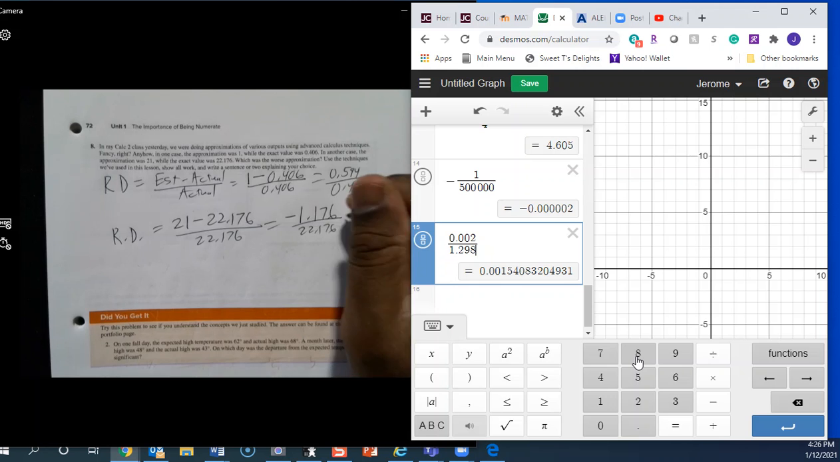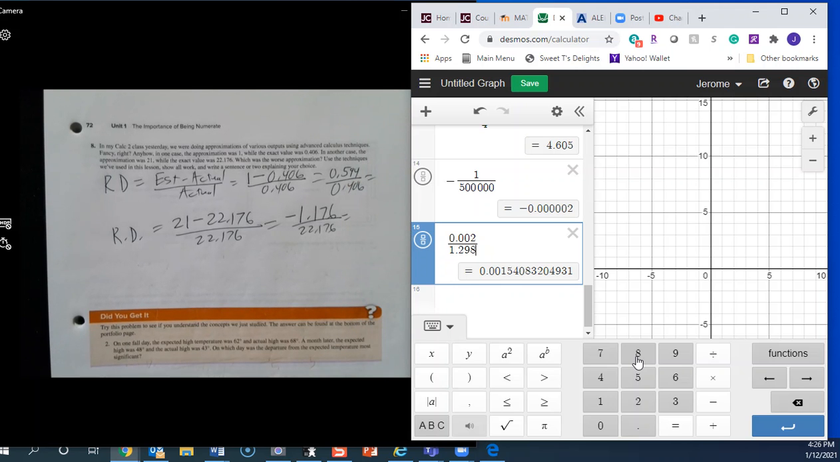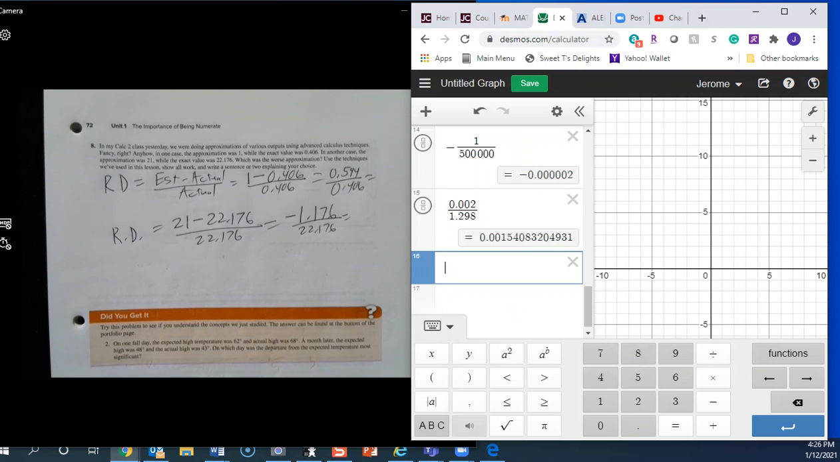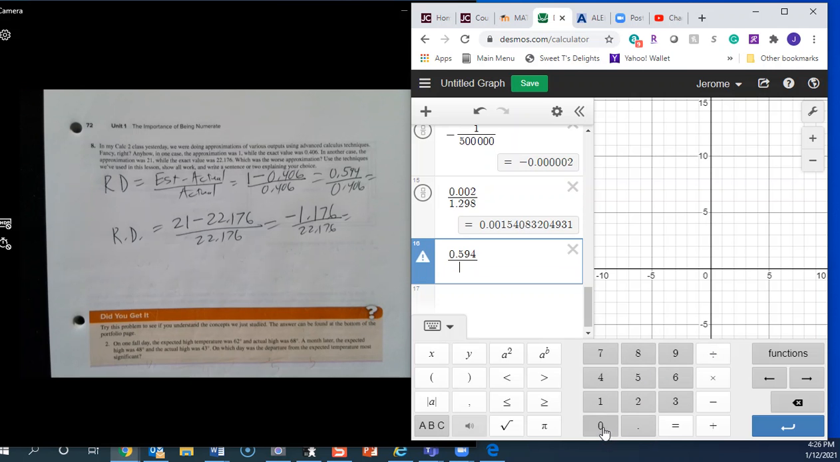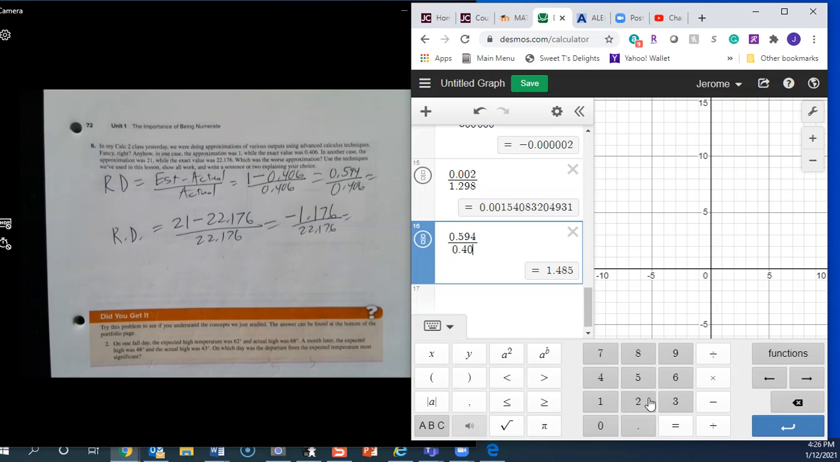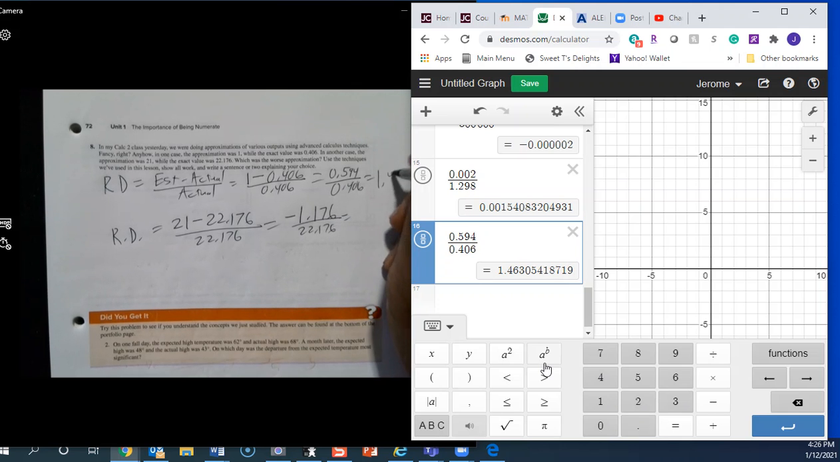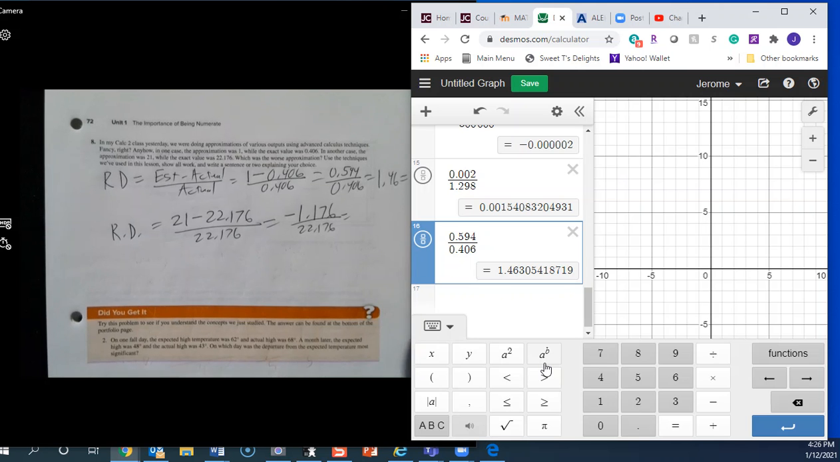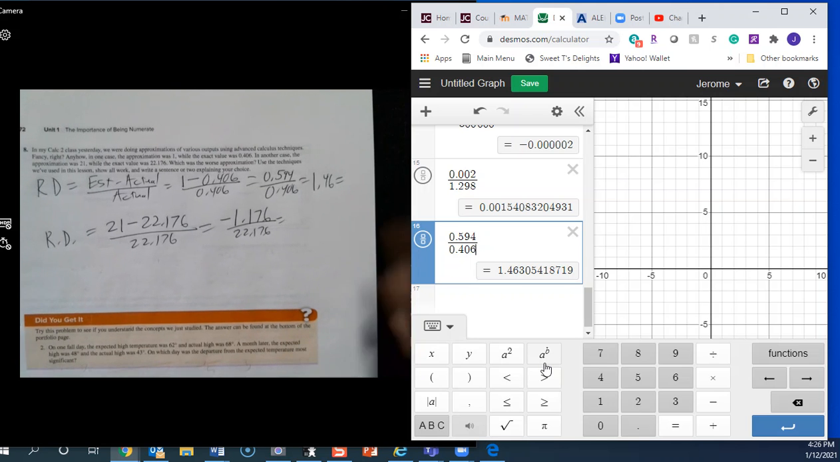Now, we could put these in our calculator. So we would have 0.594 divided by 0.406. So if we round to two decimal places, it'll be 1.46. But remember, relative difference is typically written as a percentage. So this would be 146%.